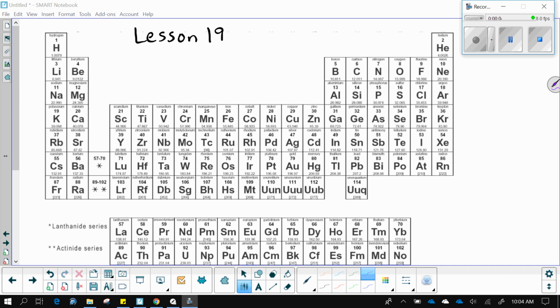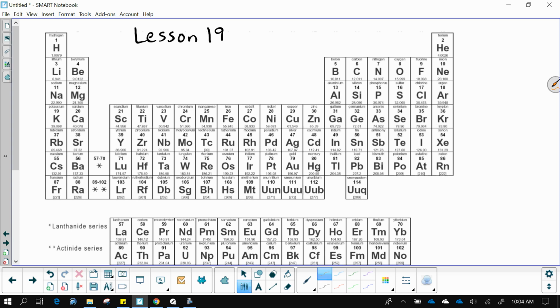Okay, lesson 19. First question for you. Which elements are the most stable? It is the noble gases. They are known to be the most stable. What does it mean to be the most stable? They are the least reactive. Excellent.